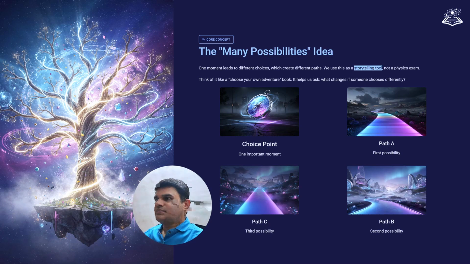Let's go. Quick recap. Because you have already learned the basics earlier, here is the idea in the simplest form. There is one important moment, then choices, and choices create different paths. Path A, Path B, Path C. Now, an important note, we are not proving physics today. No exam, no scary formulas. We are borrowing this branching idea as a storytelling tool, like a choose your own adventure book. It helps us ask what changes if someone chooses differently? What changes if a message comes late? That's all we need for today.